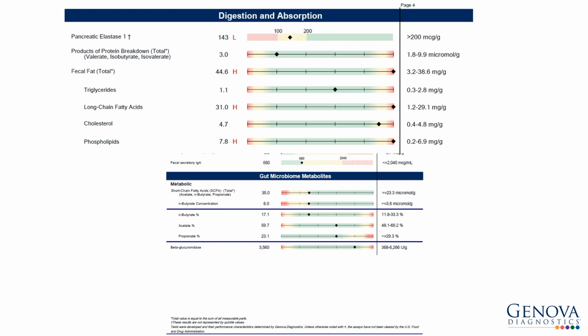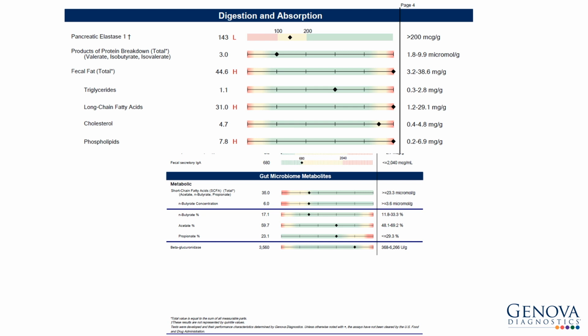Products of protein breakdown are made by bacterial fermentation of protein. The patient's level is normal at 3.0. When elevated, it may indicate hypochlorhydria, pancreatic insufficiency, bacterial overgrowth, GI irritation, inflammation, or bleeding, or increased protein intake.